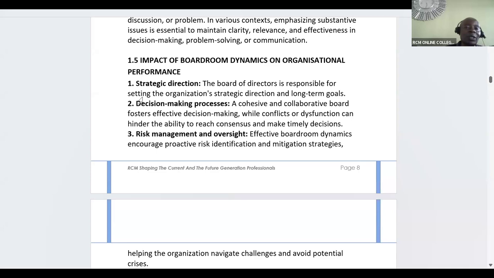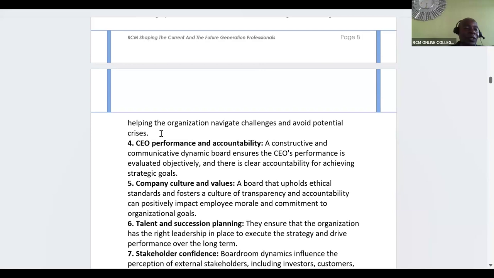The board of directors is responsible for setting the company's direction and long term. We shall ensure, ladies and gentlemen, that the decision-making process is good. We are able to choose those alternatives that are more impactful. We shall be able to manage the risk and, of course, provide oversight to the executive committee. Ladies and gentlemen, if there is anything nice that you can do to ensure that the company's performance is improved, it is to ensure that the CEO is accountable.